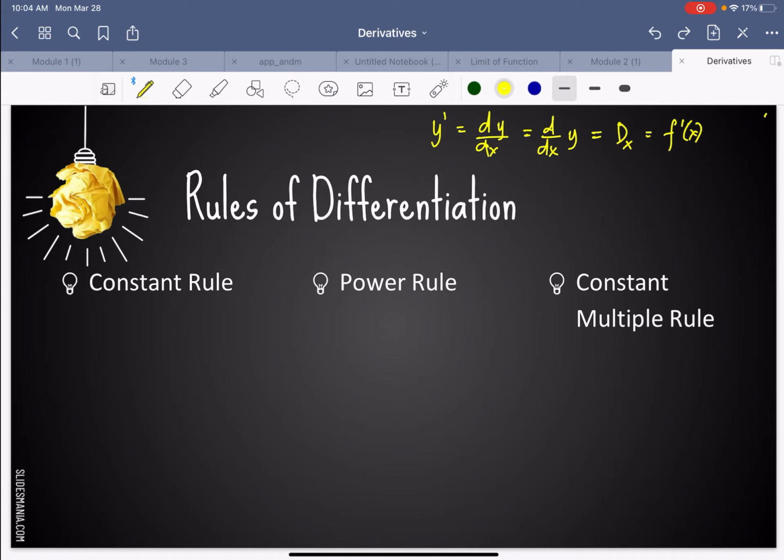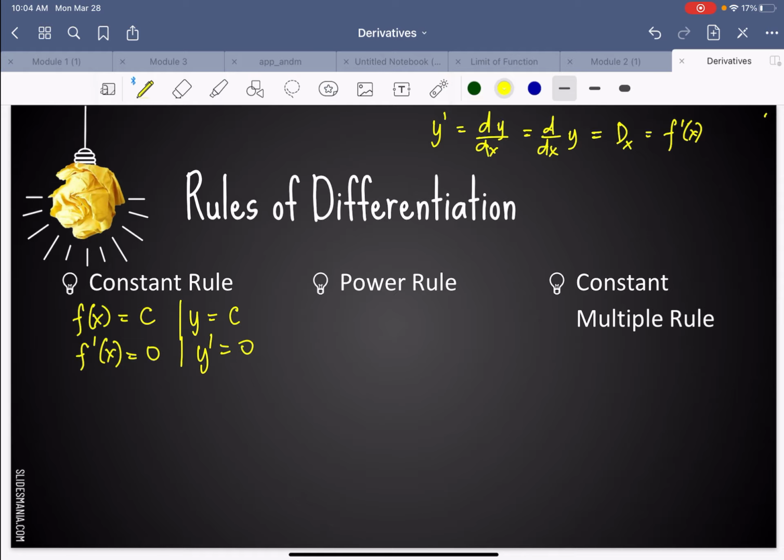If we're going to find the derivative of a constant, f of x is equal to a constant, or that is y is equal to a constant, the derivative of this, f prime of x, is equal to 0, or that is y prime is equal to 0. Y prime or f prime of x is the same as the derivative of y in terms of x. So that is just the same as first derivatives.